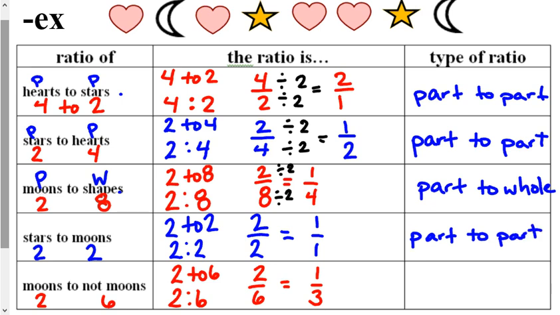And my last one, moons to not moons. Moons are a part of the group. Not moons are also part of the group. This is one people confuse a lot and think it's a part to whole. It is not. It is a part-to-part ratio.